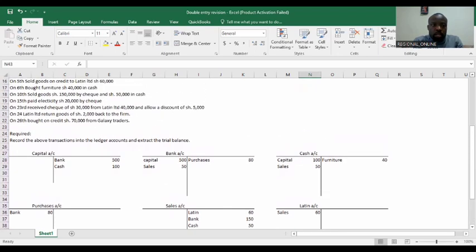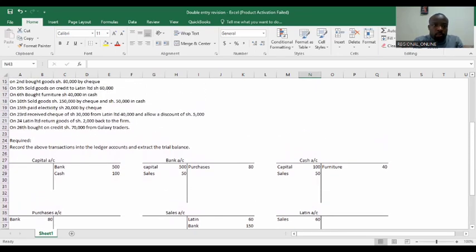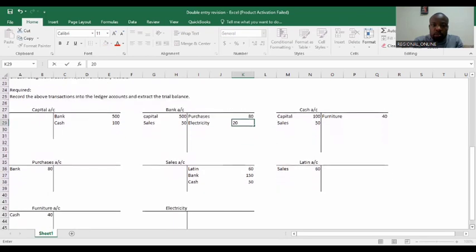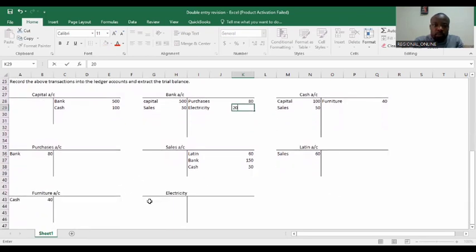It is an expense that has come in, you have to pay it. And remember, you are paying it by issuing a check of 20,000. So the bank is reducing because money is coming out of the bank. And if an asset reduces, you credit 20. So once the bank has been credited, automatically I have to debit my electricity by 20.